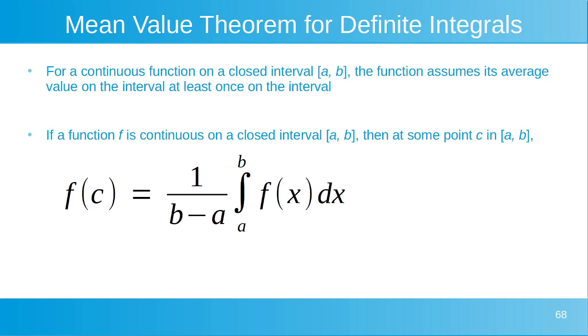So here's what we've just proved, that for a continuous function on a closed interval from a to b, the function assumes its average value on the interval at least once on the interval. Or more formally, if a function f is continuous on a closed interval from a to b, then at some point x equal to c in that closed interval from a to b, f of c is equal to 1 over b minus a times the integral from a to b of f of x dx.